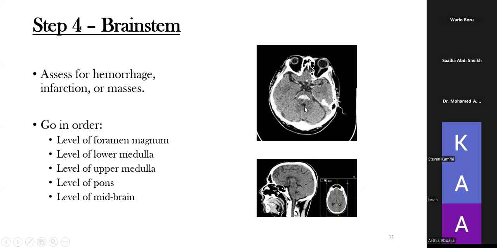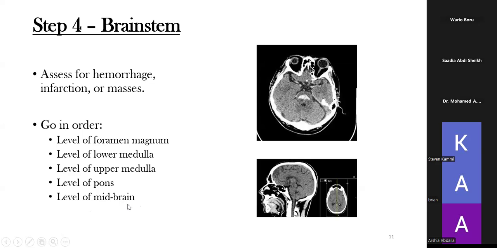So here you can see the fourth ventricle. You can see this is at the level of the pons, and at the fourth ventricle, there's a hyperdensity that is conical in shape, like a cone that traverses across the pons. Most likely, this is a pontine hemorrhage. Then you come to the level of the midbrain.